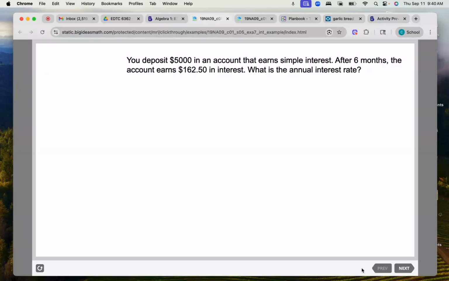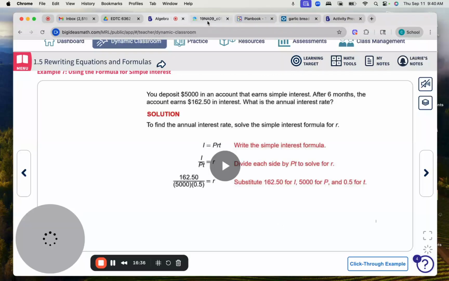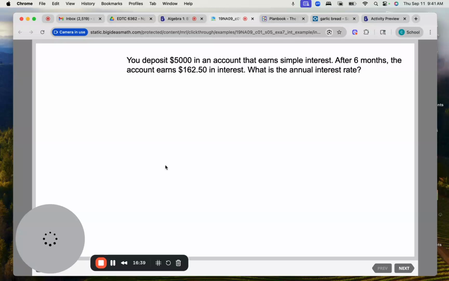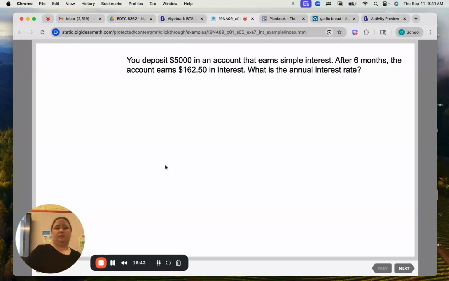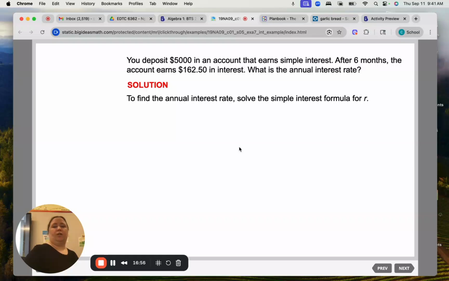All right, so we're going to use our simple interest formula. You deposit $5,000 into an account that earns simple interest. After 6 months, the account earns $160.50 in interest. What is the annual interest rate? So annual interest rate in your formula is which letter? R. So we're going to solve for R. So how would we get R by itself here? We have to divide by P and then divide by P. Yep, at the same time. You can take them both.